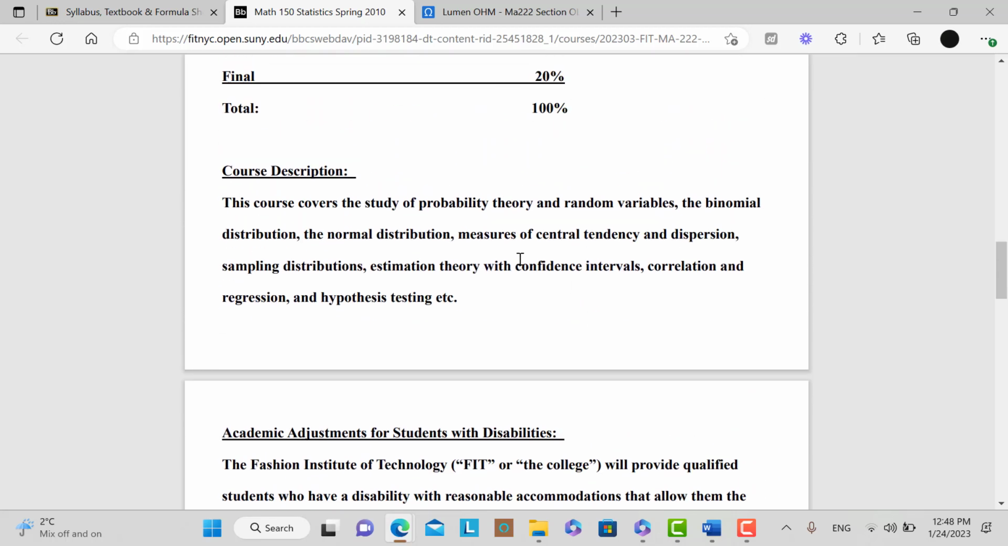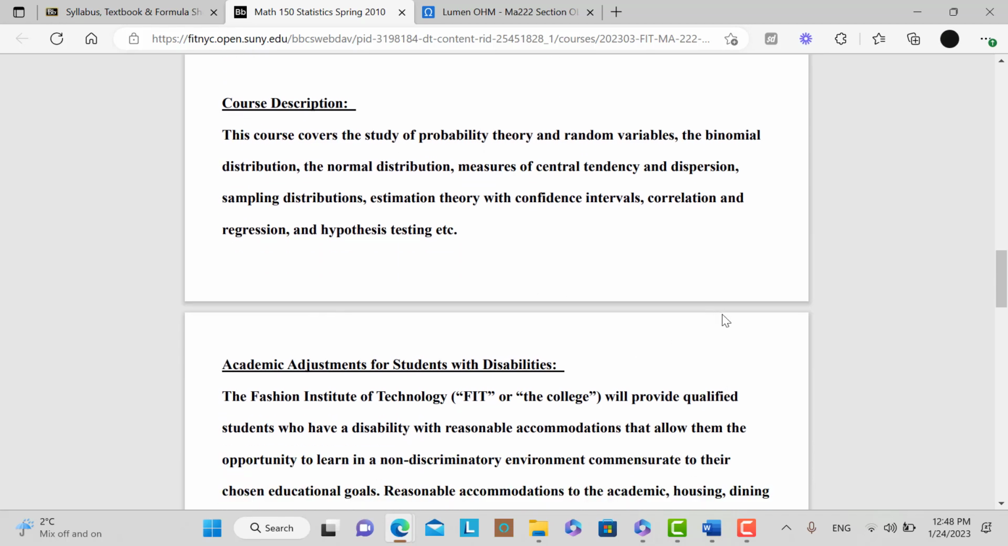Many deal with the descriptive statistics, measure of center and variation, probability theorem, random variables, binomial distribution, normal distribution, measure of the central tendency and dispersion, sampling distribution, estimation and confidence interval, also hypothesis testing, correlation and regression. Those are the major topics.